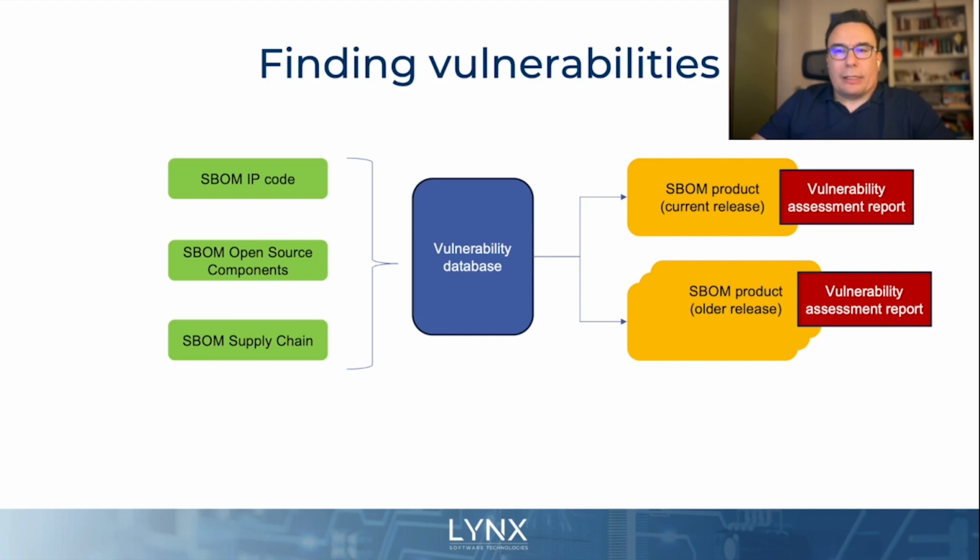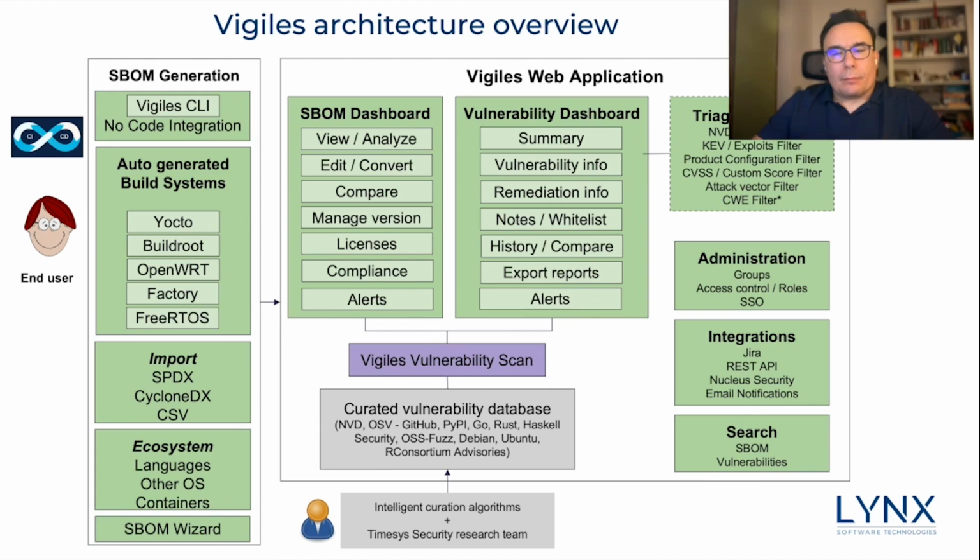How do you do that in an efficient way to manage the vulnerabilities? Let's take a look at the Vigilus architecture here. On the left-hand side, you can see the SBOM generation part of Vigilus. So our tool has a number of plugins which allow you to auto-generate software bill of materials straight out of a build system. So in embedded, the most common build systems that we see are Yocto, Buildroot, OpenWRT.